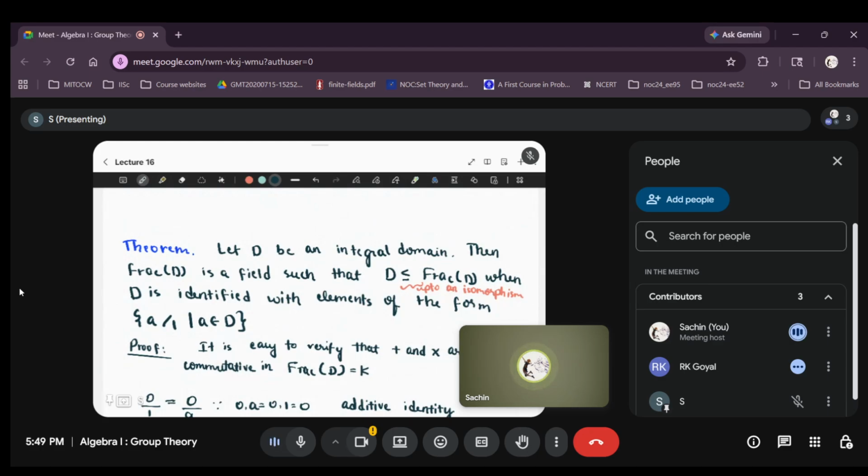You understand that even though I say it is... see, what is a subring? A subring is a subset of elements that also form a ring, right? But D is not a subset of frac D at all, right? Did you get that?